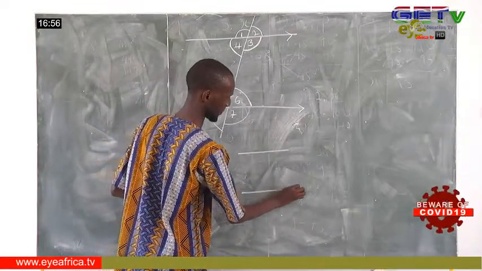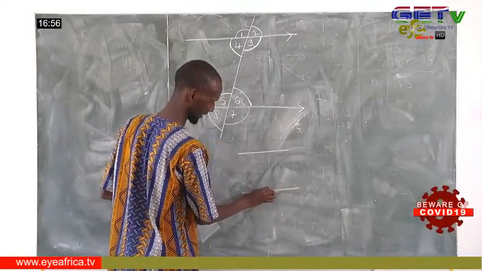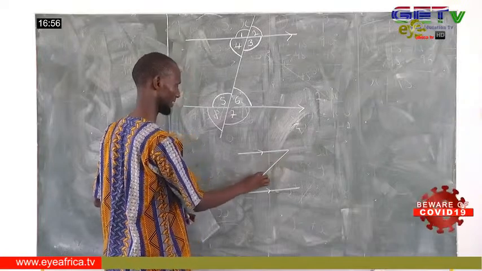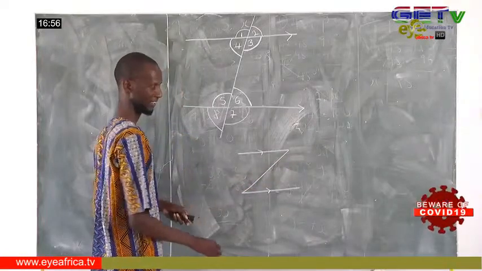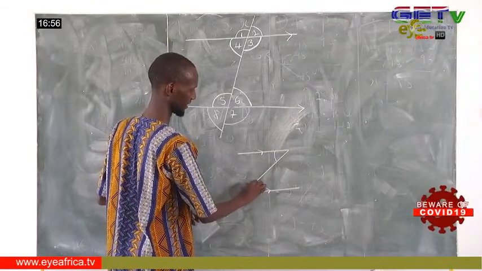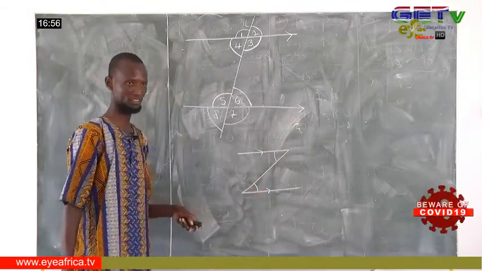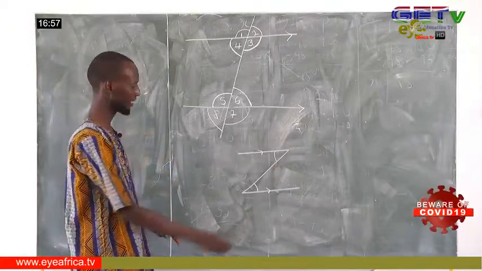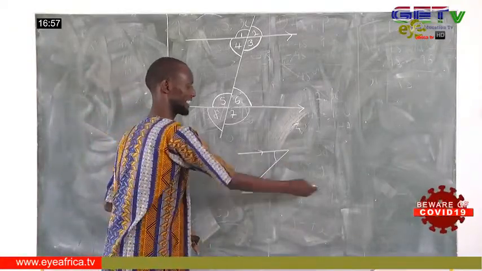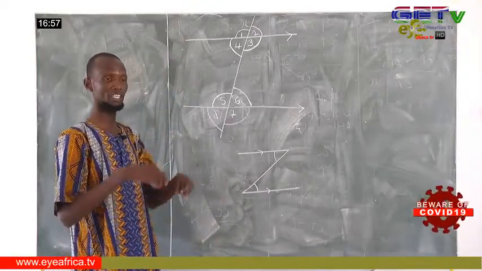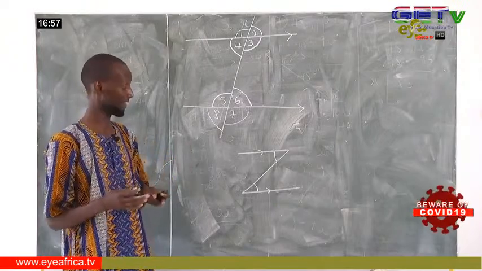If this and this line are parallel, that's the condition that they have to be parallel, and that is your transversal, all right? This angle here and this angle here are alternate. And what does this look like? It looks like a Z, a letter Z. So alternate angles are always found in what looks like a letter Z, all right?